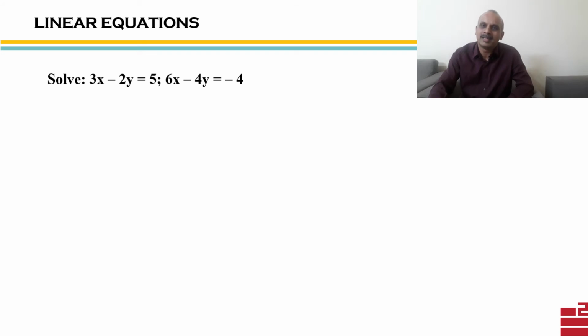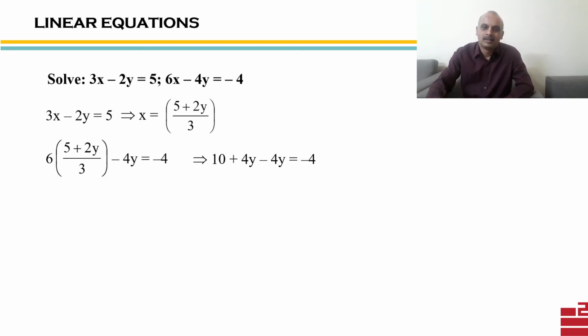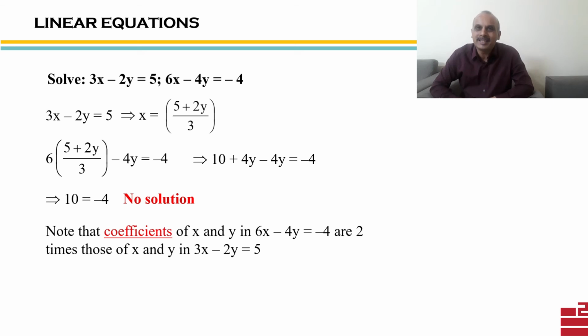Let us now solve this system of equations. So here we see that when I say x is equal to (5 plus 2y) by 3, this is the substitution method, and I put this value in the second equation, I get 10 is equal to negative 4 finally, which is an inconsistent result, an incorrect result. It means this system of equations has no solution. Please notice that the coefficients of x and y are multiples of each other, but not the constant term.